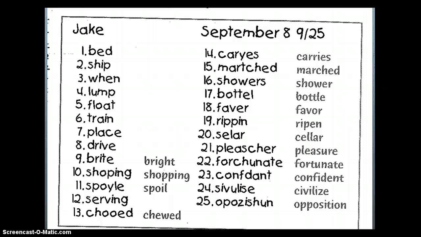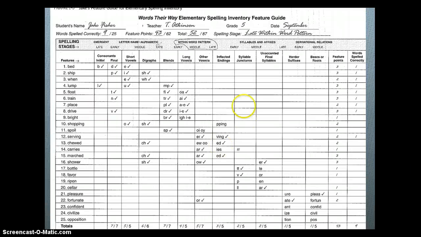So here's a sample student, Jake. This is the results from his spelling inventory. It looks like he did the ESI. So here we have his words that he wrote, and then it sometimes helps to write the target word next to their spelling just so you have that direct comparison there. And then what you're going to do from there is use the feature guide to score the words.